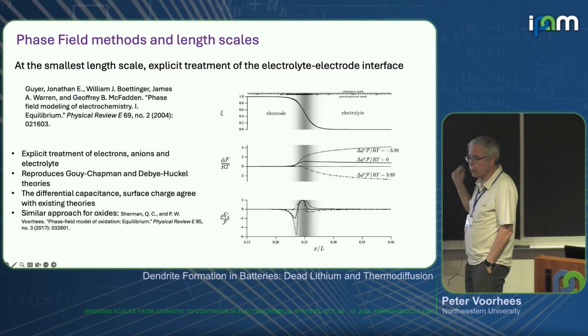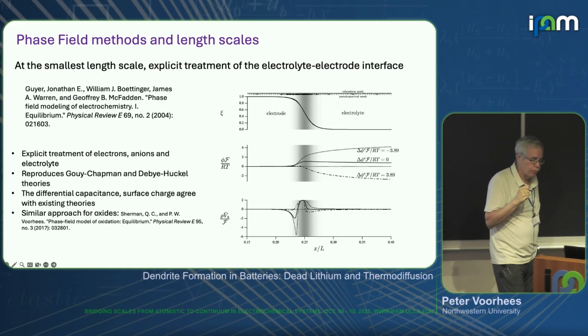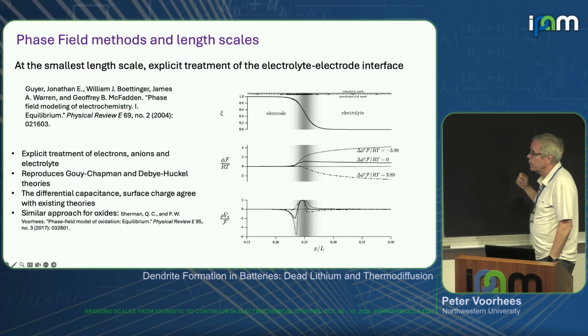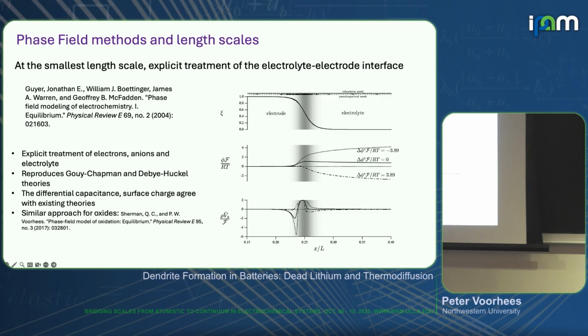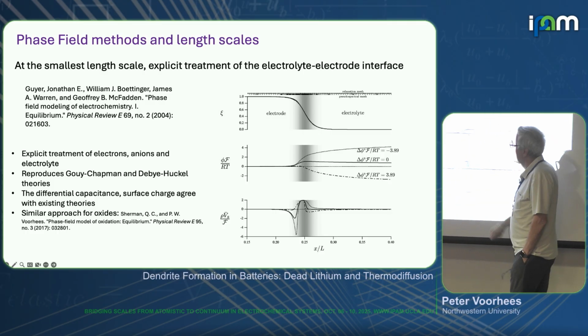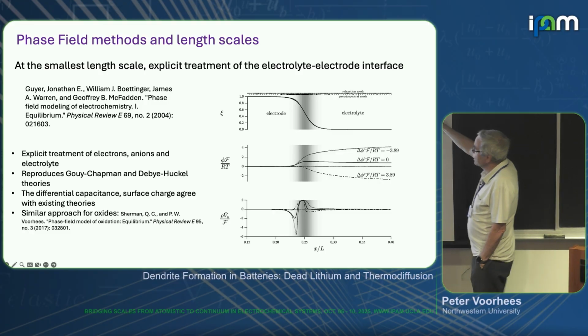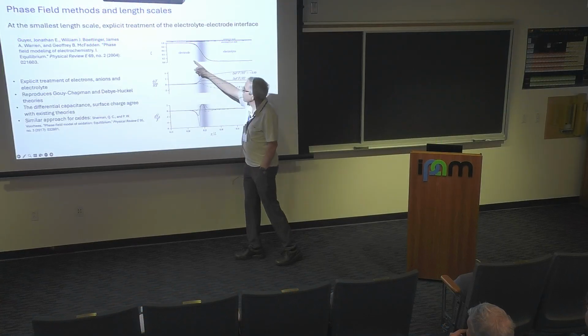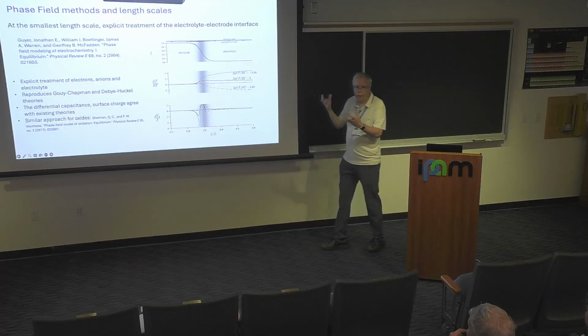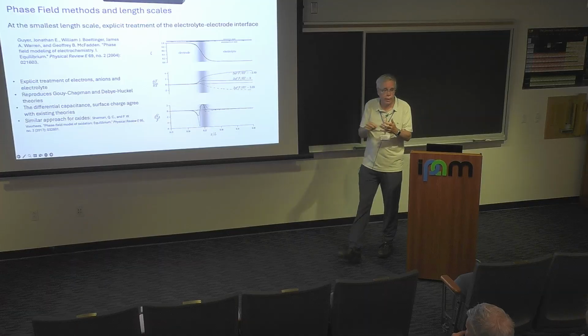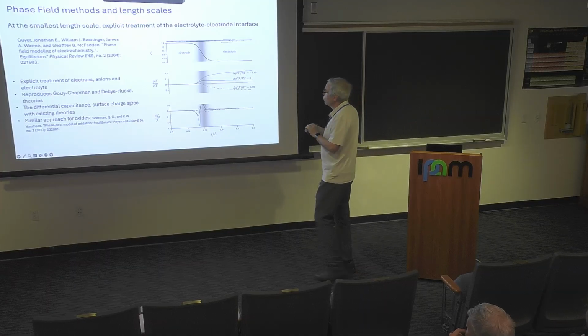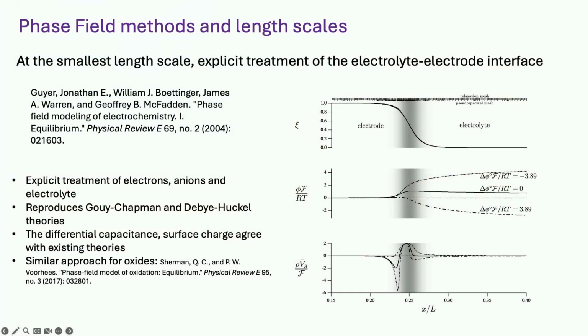At the smallest scale, you can put together a very beautiful phase field model for the characteristics of an electrochemical interface. This was done many years ago by John Guyer, Bill Boettinger, Jim Warren, and Jeff McFadden. They looked at what happens when you have a diffuse interface between the electrode and electrolyte. By using the characteristics of the two bulk phases, you could write equations for the evolution of the electrons, anions, and cations in the system, and solve differential equations for how these quantities change across the interface.